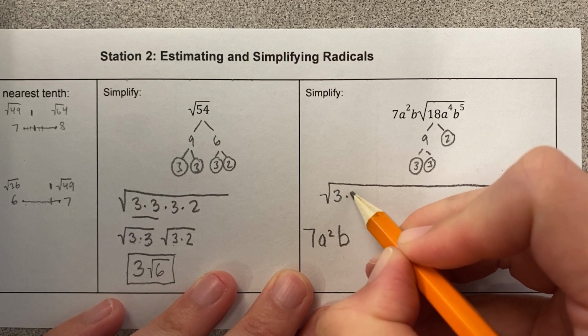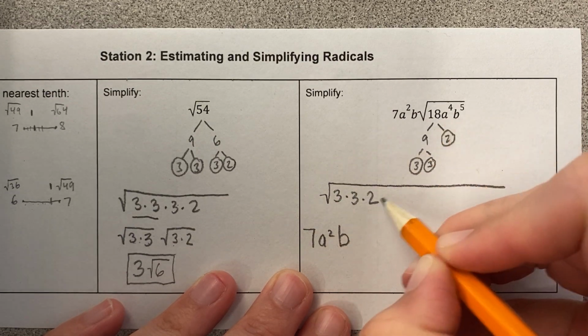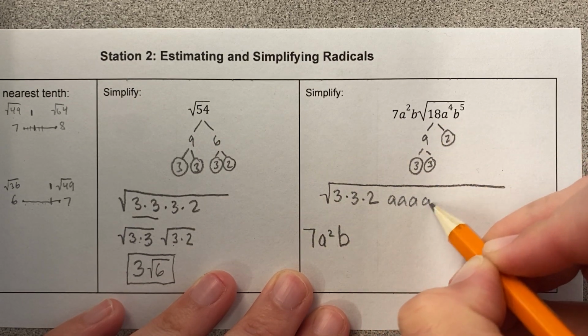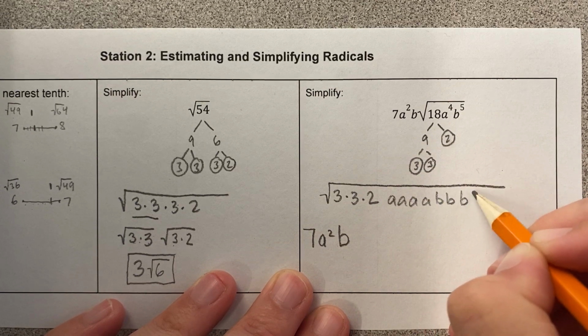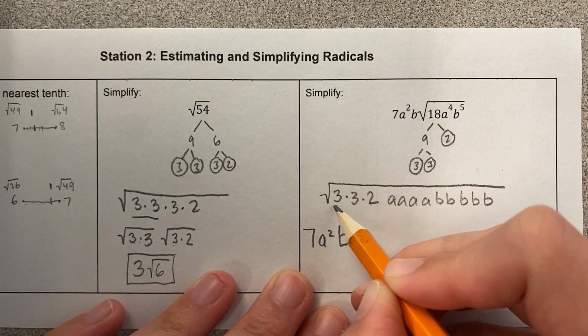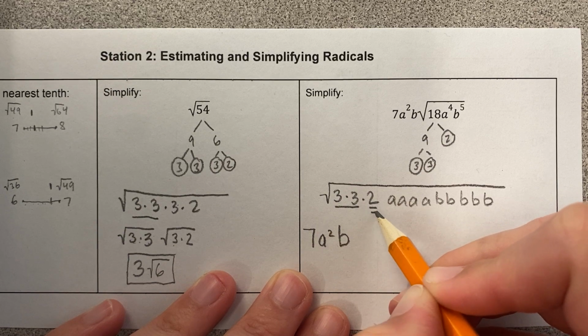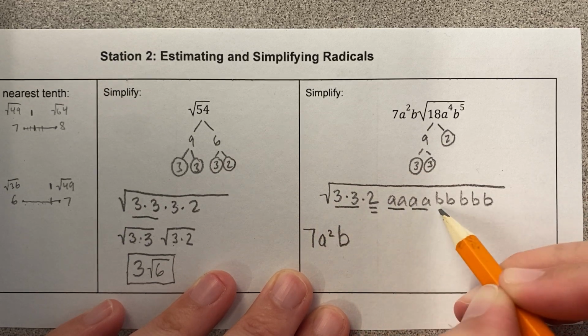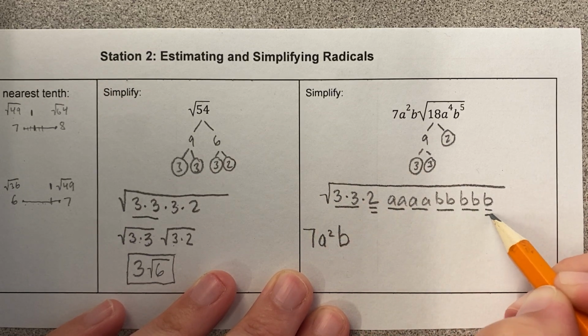And what's here is 3 times 3 times 2, that equals 18, times A times A times A times A, times B times B times B times B times B. And I'm looking for doubles. Oh, this is not a double. Oh, there's a double, there's a double, there's a double, there's a double. Ooh, that is not a double.